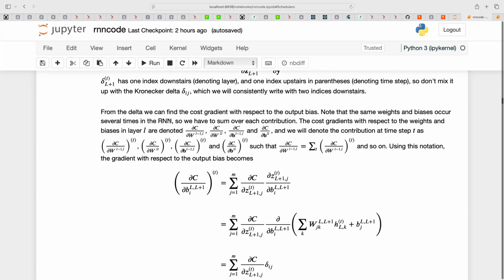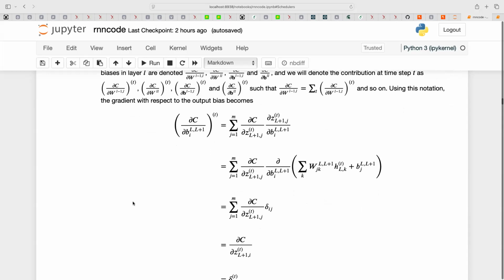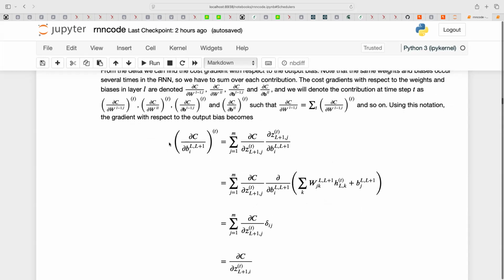And then from this parameter delta, you can find the gradients with respect to the output bias. Note that some of the weights and biases occur several times in the recurrent neural network, so you have to sum over the different contributions. I don't know how interesting it is to go through many of these details, but the derivatives we need to set up are the derivatives with respect to these weights. These are the set of derivatives which we need to set up.